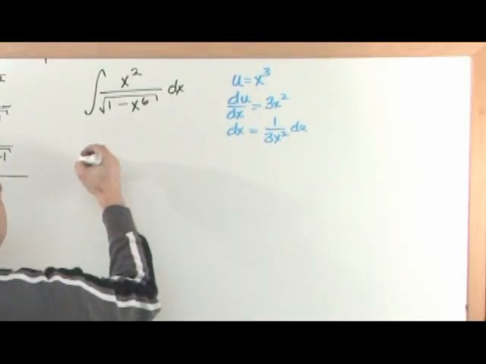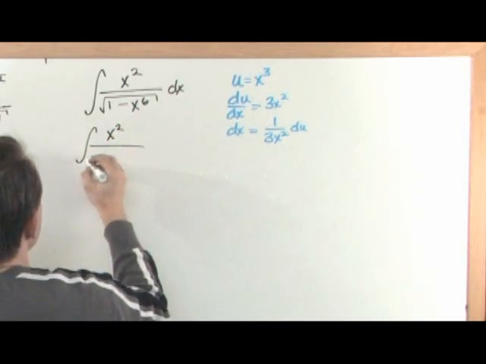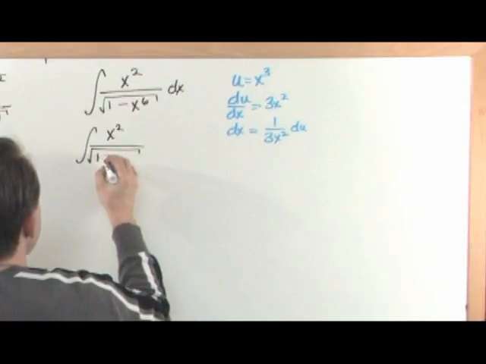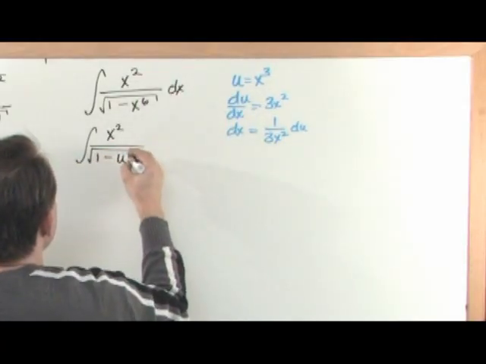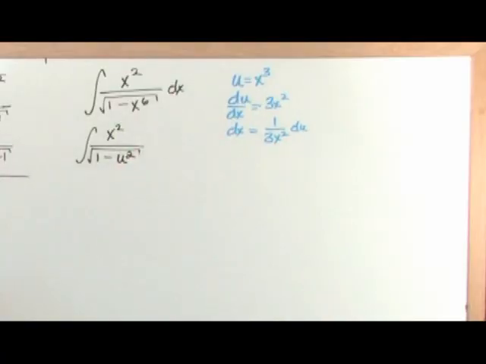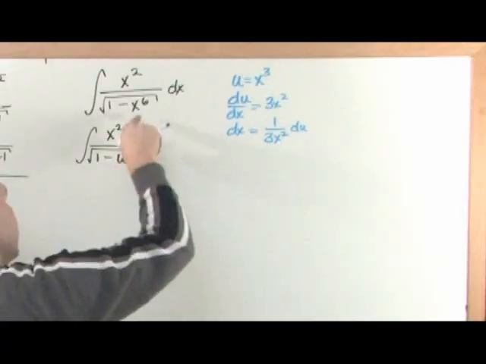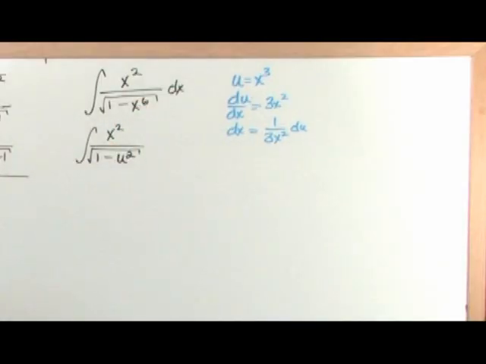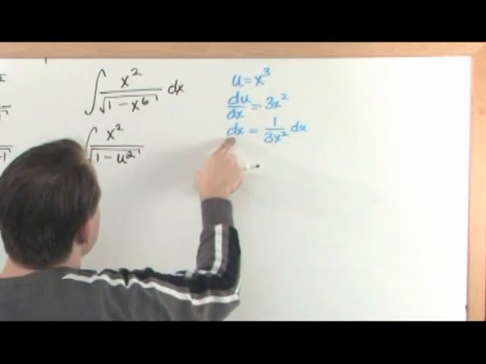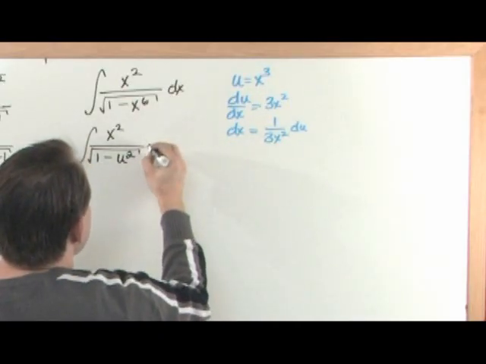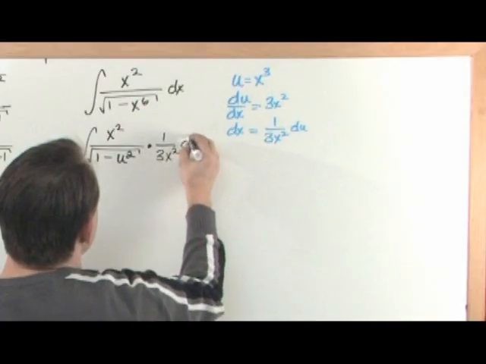The reason why I'm doing it is the following. I'm going to make this integral simpler. Integral of x squared over square root 1 minus u is equal to x cubed, so I can call this u squared. Okay? Because if I do u squared, that's x cubed squared gives me my x to the 6th power. So this integral is the same, okay? But it's in terms of dx, and now I'm going to plug in what I found for dx. So it's multiplied by 1 over 3x squared times du.